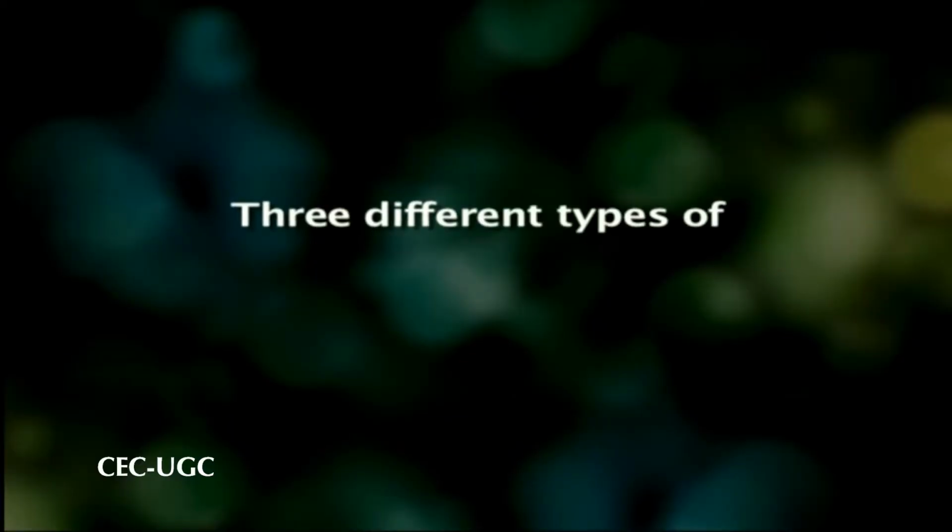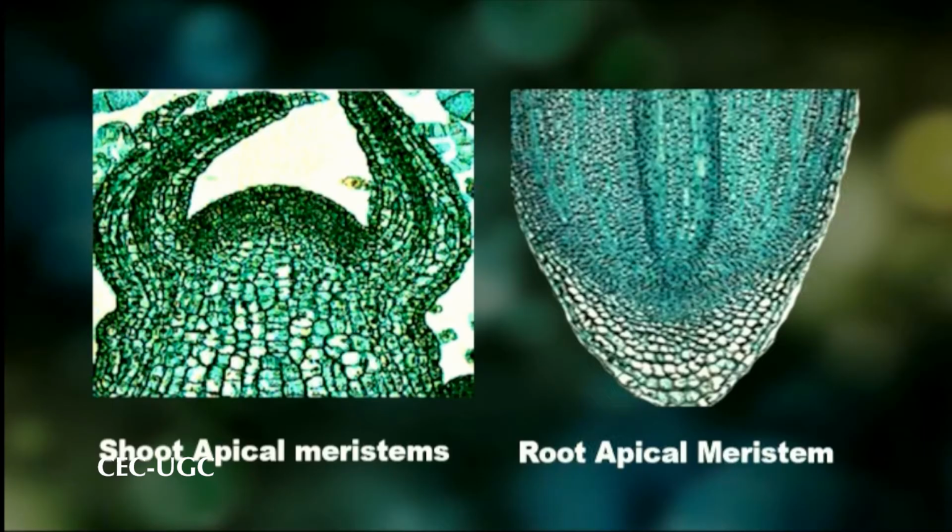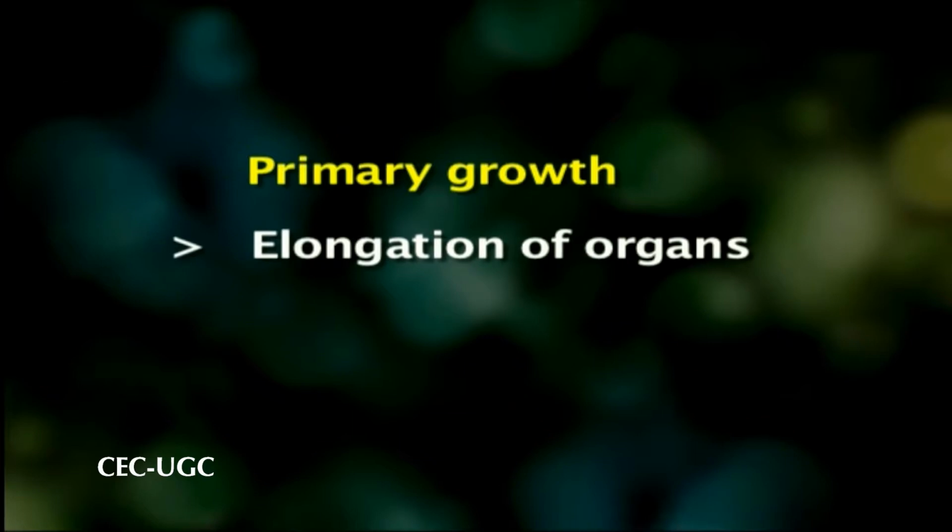Plant meristems can be classified on the basis of location. Based on this, three main different types of meristems have been reported. Number one is the apical meristem. It's located at or near the tip of shoot or root and they are called shoot and root apical meristems. They are responsible for primary growth, including elongation growth of these organs.